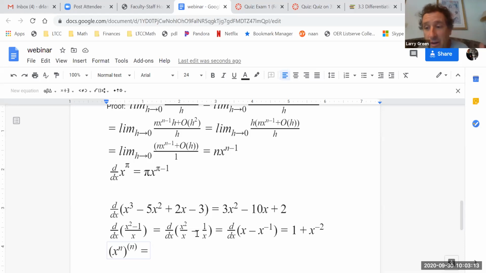It's like the 5th derivative of x to the 5. It is going to be a factorial, but let's do it one step at a time. You take the first derivative first, and that's going to be n times x to the n minus 1. Now take the next derivative, and that's going to be n times n minus 1 times x to the n minus 2.